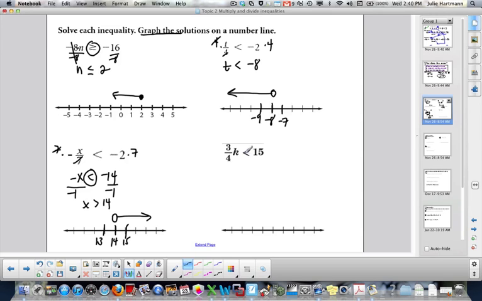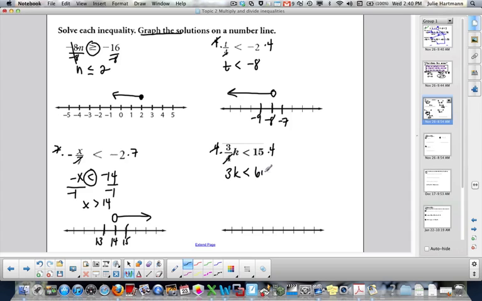The next one, 3/4 k is less than 15. Because I have a denominator, I'm going to get rid of that denominator by multiplying both sides by 4. The 4's cancel, so I get 3k. Multiplied by a positive, so no need to switch the sign, it stays less than.